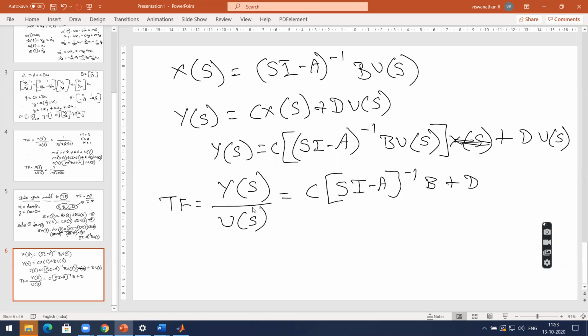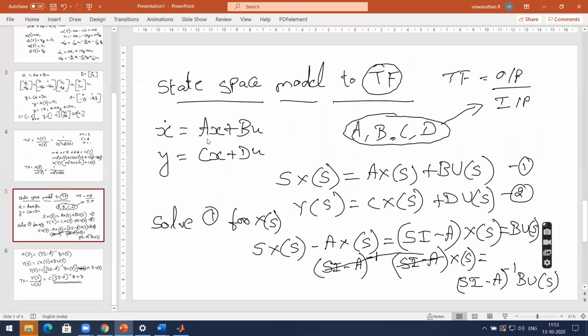Yes, this is the transfer function, and this is how the transfer function and the state space model are related. It is related by C into (sI minus A) inverse B plus D. What did we do? We wrote the two state space model equations, took the Laplace transform of both, and solved for X(s) in the first equation.